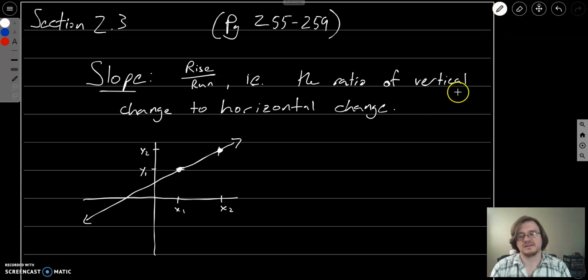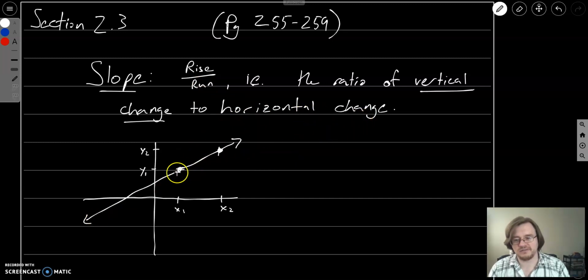Hello and welcome back. In this video we'll start section 2.3, which is on linear functions and their slope. By slope, I mean a measure of the incline of the straight line. So the slope is defined as the rise over the run, and by rise I mean the vertical change in the line. How fast is the line going up? And by run I mean the horizontal change, so the change in the x values.